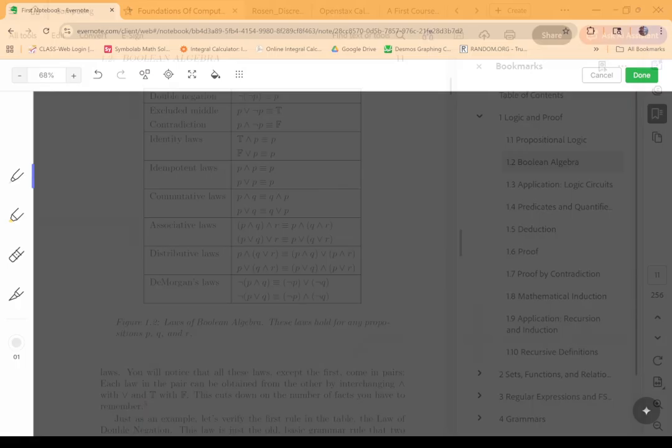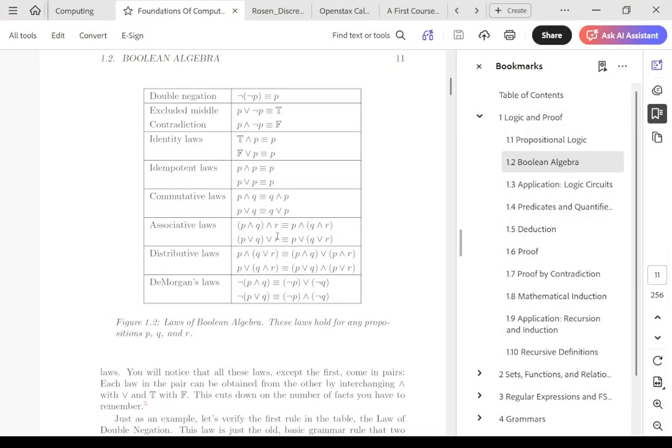Now, if we look at this part of our textbook, figure 1.2, we have all the laws, and it looks like these laws just apply to propositional statements P and Q. But really, the nice thing about this algebra is that they apply to compound propositions as well, right? Compound meaning that they involve more than one proposition. Using these substitution laws makes these laws much more powerful than at first it seems.